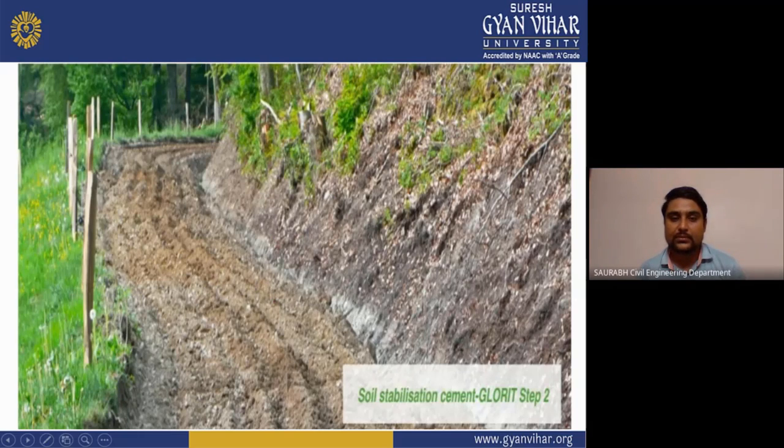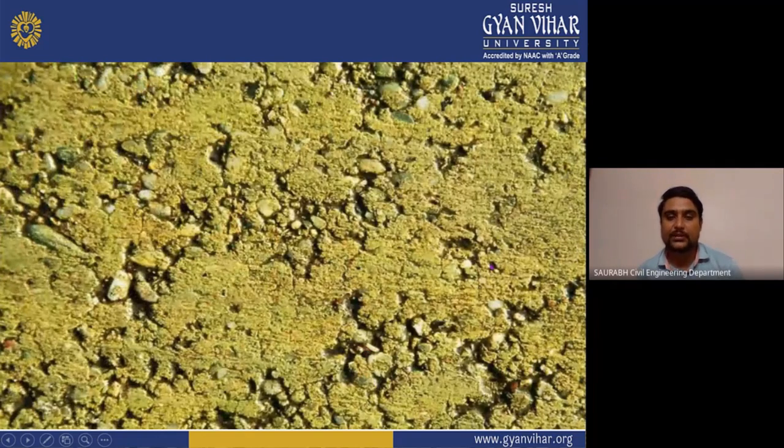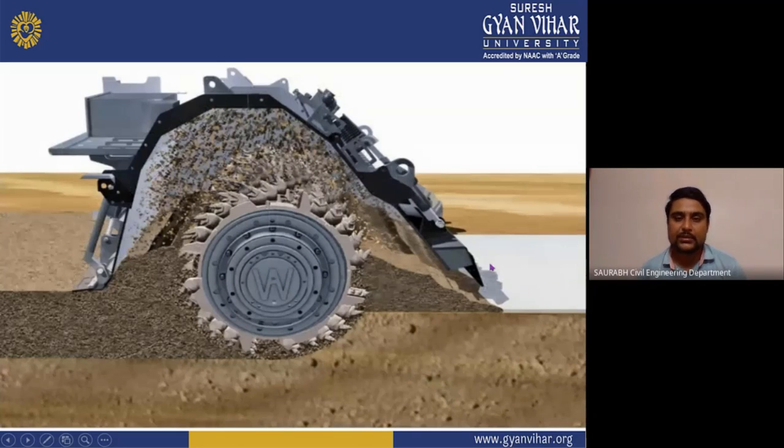We also need to do the soil stabilization here, and this is one image where you have to do the soil stabilization with the help of cement. And after the soil stabilization, your soil looks like this, as you can see here. There are some stone aggregates and with the cement they are compacted by the roller, and this is also a method of soil stabilization. And this is the grinder which is used during the soil stabilization process.